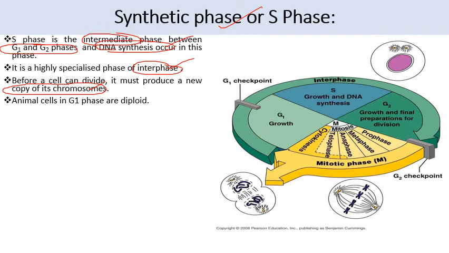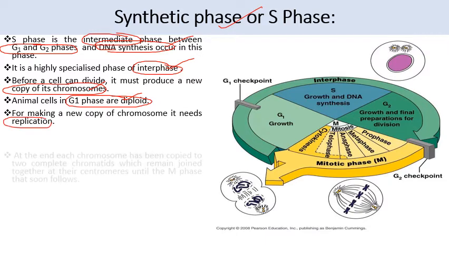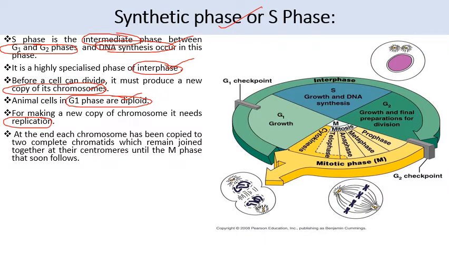Animal cells in G1 phase are diploid. जो एनिमल सेल्स हैं G1 फेज में डिप्लॉयड होते हैं. फॉर मेकिंग अ न्यू कॉपी ऑफ क्रोमोसोम इट नीड्स रेप्लिकेशन. At the end, each chromosome has been copied to 2 complete chromatids which remain joined together at the centromere until M phase that soon follows. तो जो एंड है एस फेज का, उसके एंड में जो क्रोमोसोम का अमाउंट है वो डबल हो जाता है. मीन्स इसमें जो जेनेटिक कंटेंट है वो डबल हो जाता है. क्रोमोसोम नंबर रिमेन सेम, बट जो सिंगल आर्म है क्रोमोसोम की दैट कंटेन्स the material of a full chromosome.